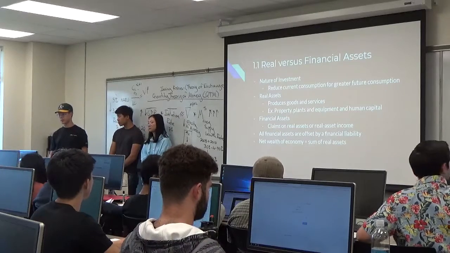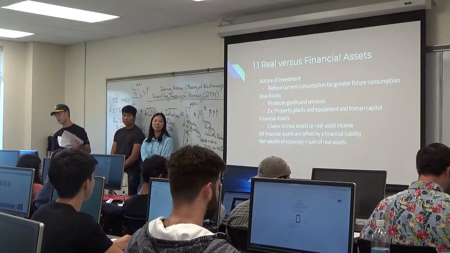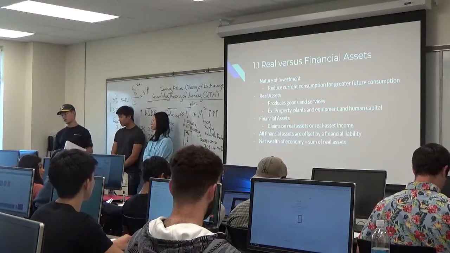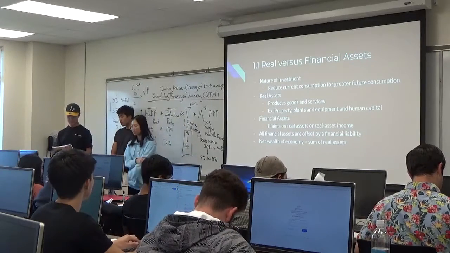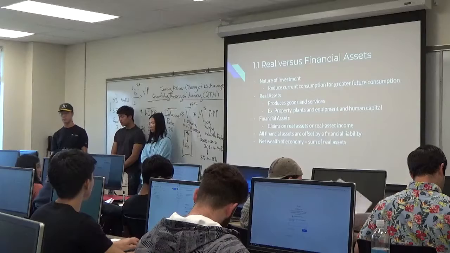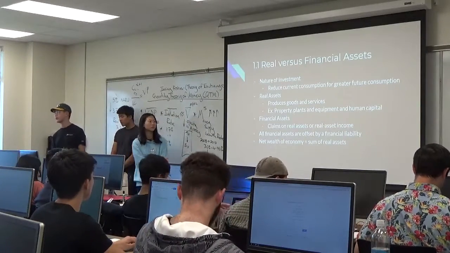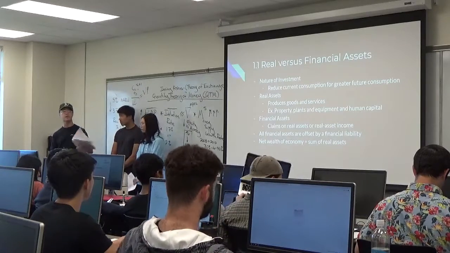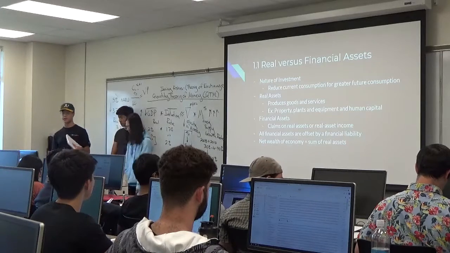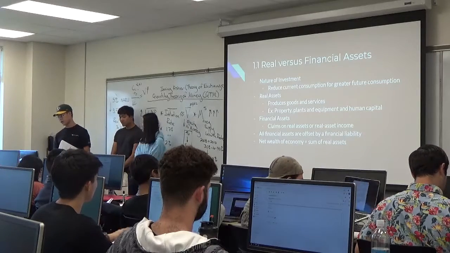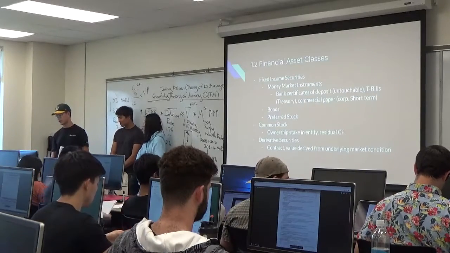And then there's the idea of real versus financial assets. Real assets produce the goods and services in the firm or in any business, such as property, plants, equipment, human capital. Financial assets are the claims on these real assets. They're the intermediary between transactions. So in the end, all financial assets are offset by a financial liability between two parties, and the net wealth of the economy is the sum of the real assets.